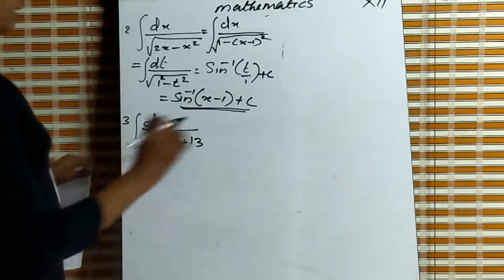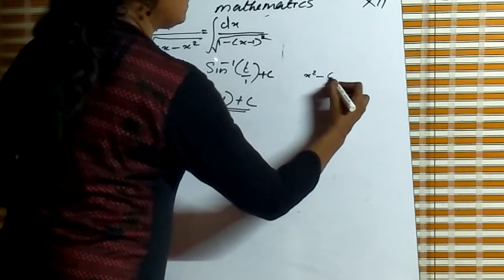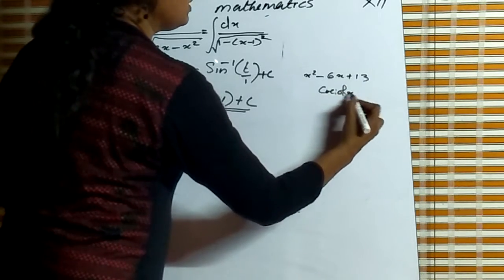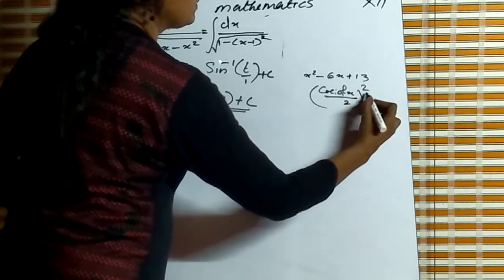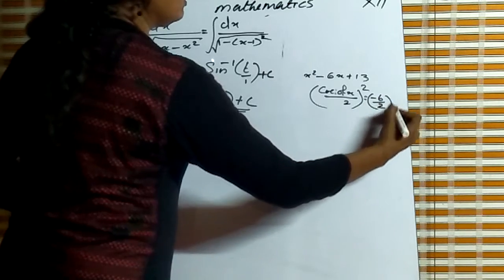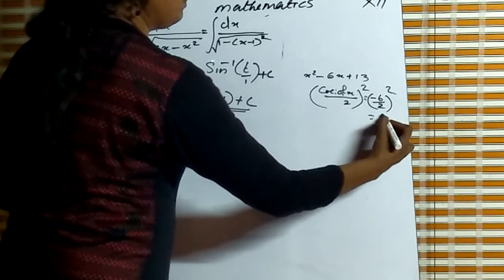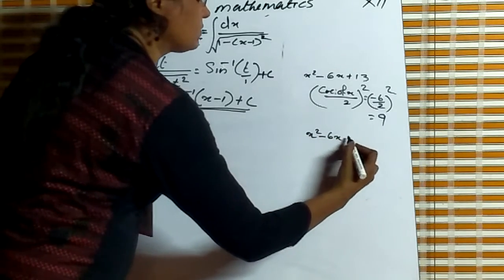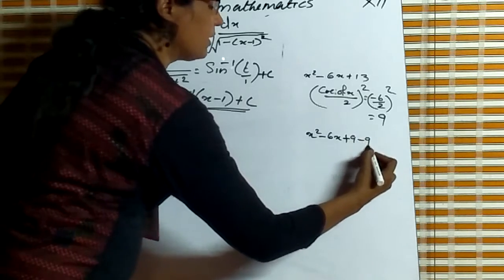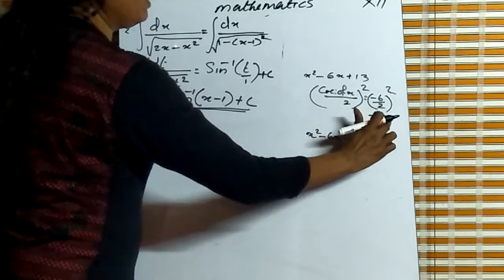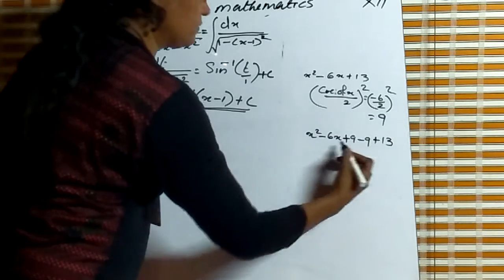Then write the expression x square minus 6x plus 13. Find (coefficient of x by 2) square. The coefficient of x is minus 6, minus 6 by 2 is minus 3, and minus 3 square is 9. So we add and subtract 9: x square minus 6x, plus 9 minus 9 plus 13.